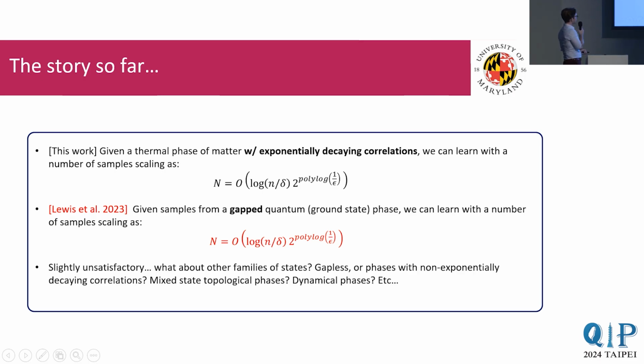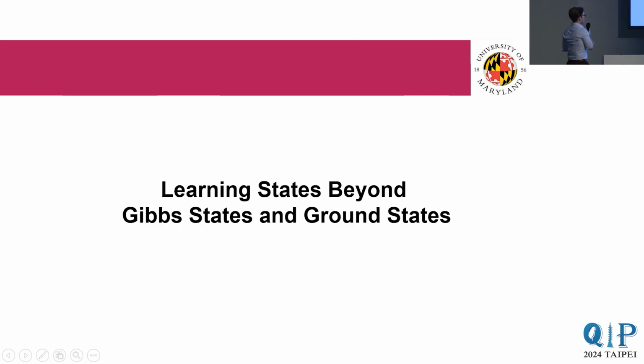So that's fantastic, but it's also slightly unsatisfactory. What about other families of states, beyond gapped ground states and thermal states of matter? These aren't the only kind of phases of matter that you might be interested in. We can talk about phases with algebraically decaying correlations. We can talk about mixed-state topological phases, dynamical phases, etc. What can I say about these families of states? Is there anything we can learn about these?